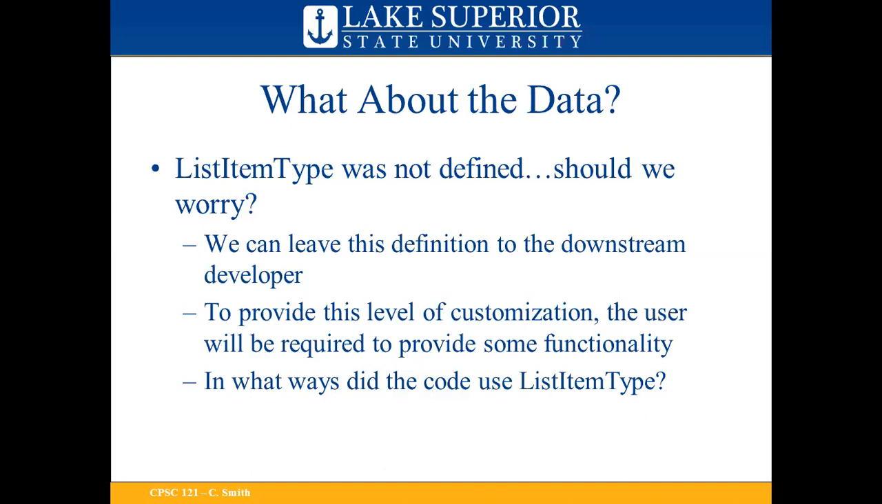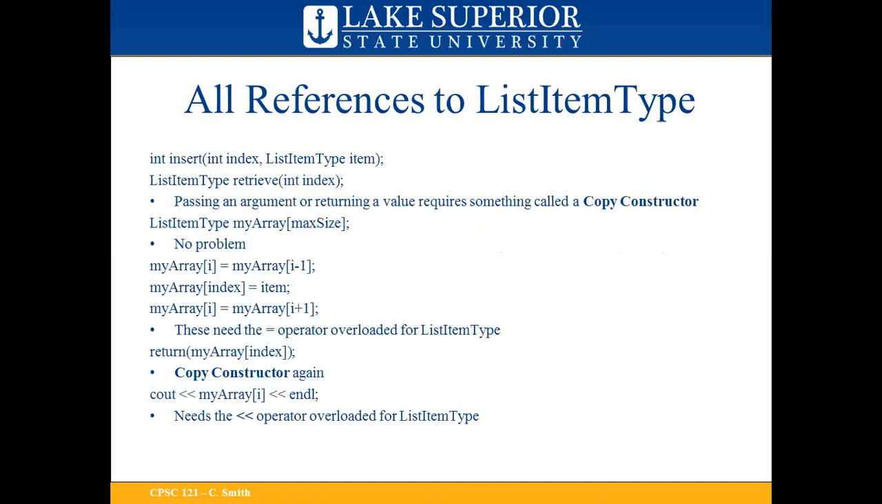So one of the ways to determine this is looking at the code where we used list item type. So we passed it as a parameter to a function, so we need a copy constructor. We return it as the return value from a function. So that again is the copy constructor. So passing an argument or returning a value requires something we call the copy constructor.